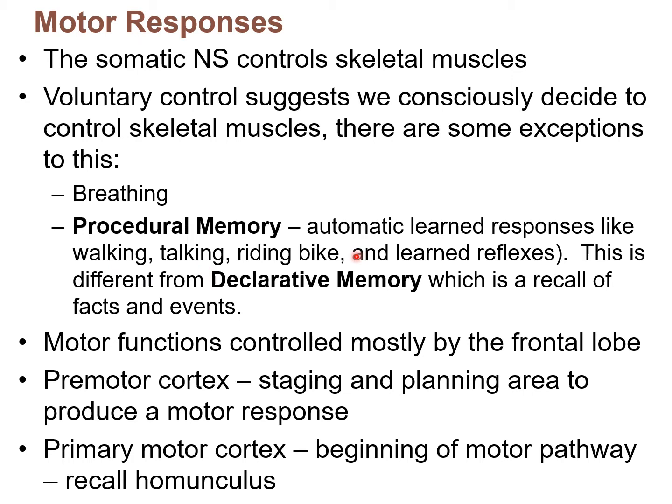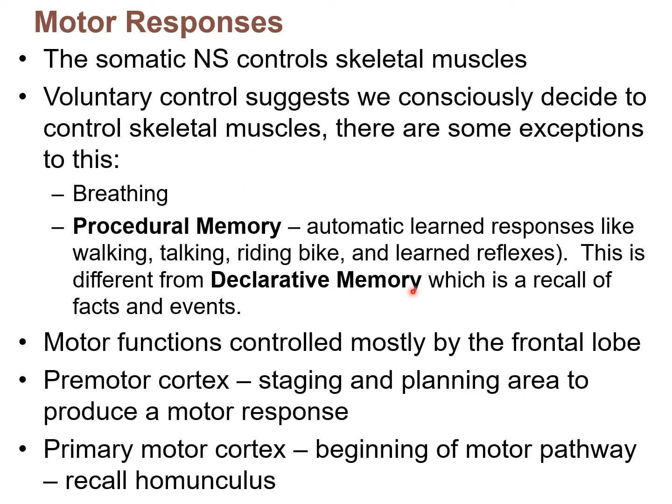It's still somatic motor nervous system because it's going to skeletal muscles. It's just that, yeah, you probably did have to consciously decide to do it once, but once you learn it, you don't have to anymore. That's called procedural memory. Memory way different than declarative memory, recalling facts and events, right? That has nothing to do with this chapter.